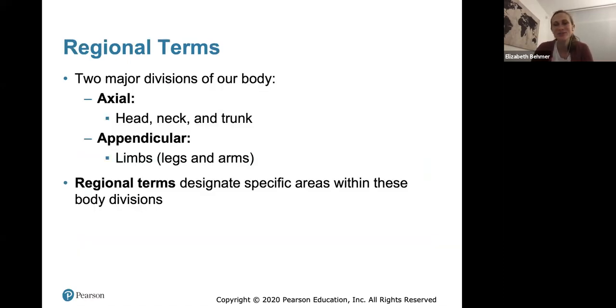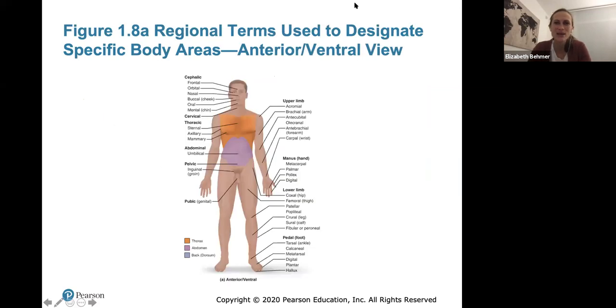The regional terms, you should know well what axial and appendicular mean. Axial is the head, neck, and trunk. Appendicular are your limbs. And different regional terms will also designate specific areas within these body systems.